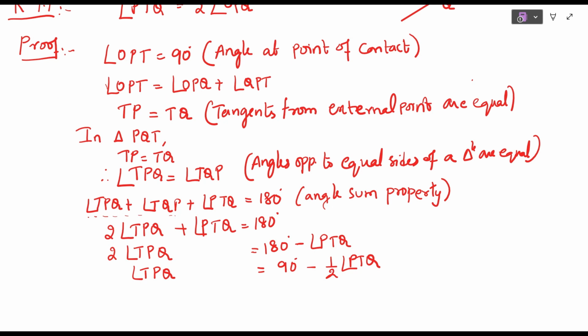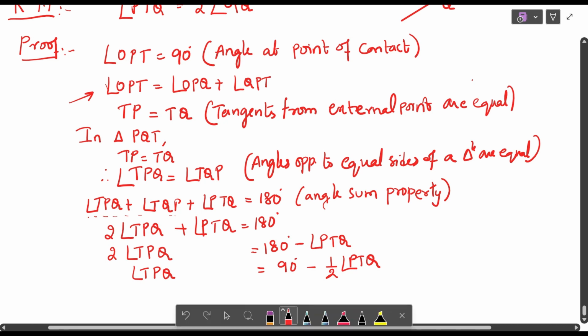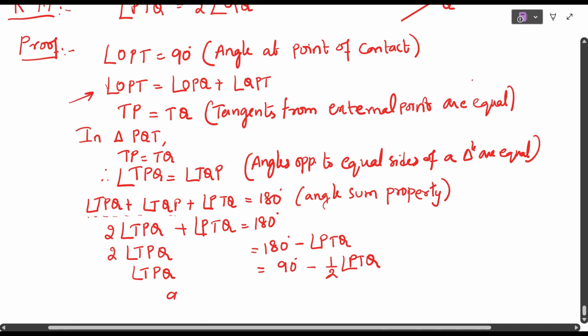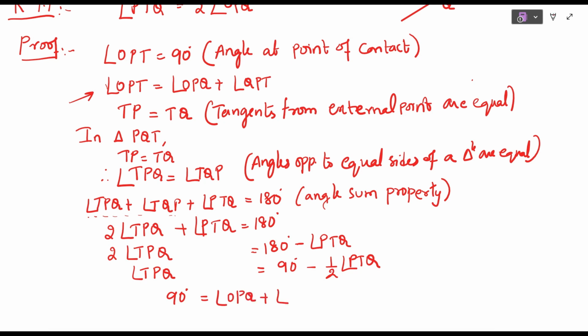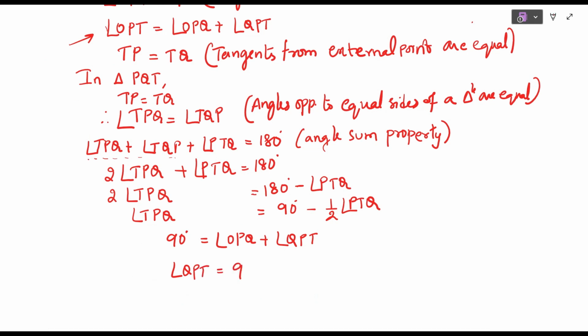Now here we know that angle OPT is 90 degrees, right? So applying in this equation, what will you get? 90 degrees is equal to angle OPQ plus angle QPT. Okay, so I'm going to transpose this. You will get angle QPT is equal to 90 degrees minus angle OPQ.